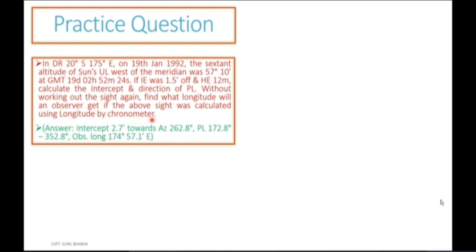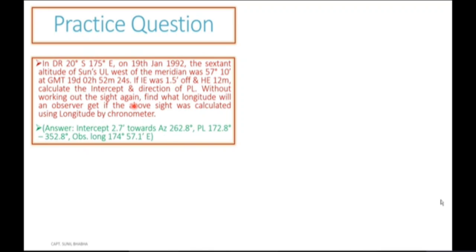Now, if it was a matter of working out or calculating it using long by chron, that would be simple. We will just have to apply the long by chron formula and we will get the observed longitude. But here he has specifically told us that you have to find out the observed longitude without working out the site again. It means we have to find out the observed longitude without applying the long by chron formula. So let's see how this can be done.